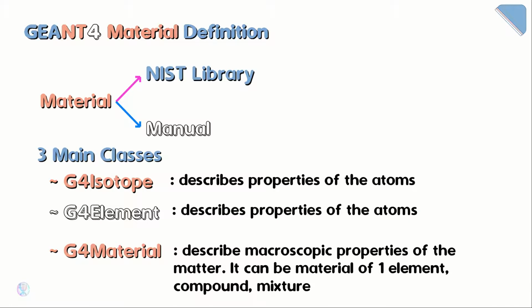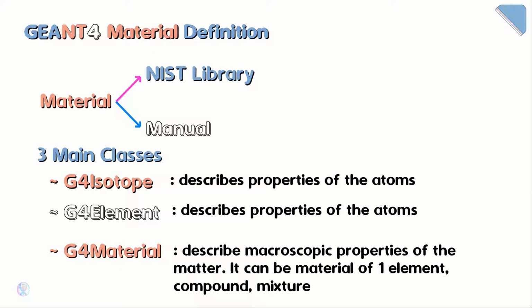Now, to define a material, you can do it in two ways. First is calling the NIST library, and the second one is doing it manually. Using the manual way, if you have a customized material with different compositions, it can be a material, compound material, or mixture material, and maybe change the density and value or something like that. You can do this in the Geant4 simulation software.